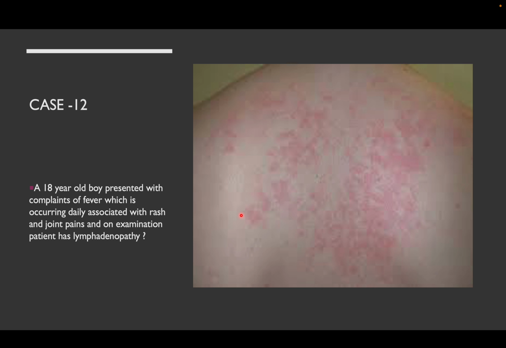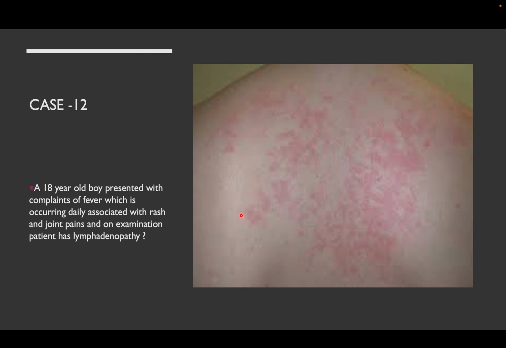An 18-year-old boy presented with complaints of daily fever with a rash, joint pains, and on examination, the patient has lymphadenopathy. So an 18-year-old boy, an adolescent, with fever occurring with rash, joint pains and lymphadenopathy. First thing, I always told you, any acute infection, you should always look for any viral infection.